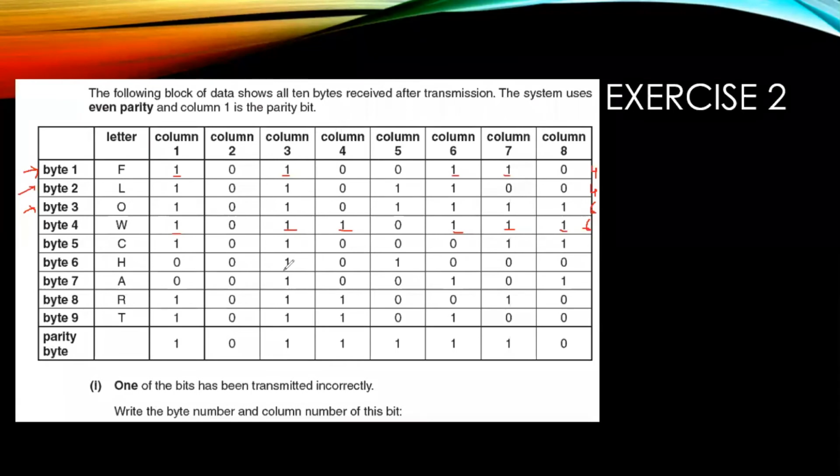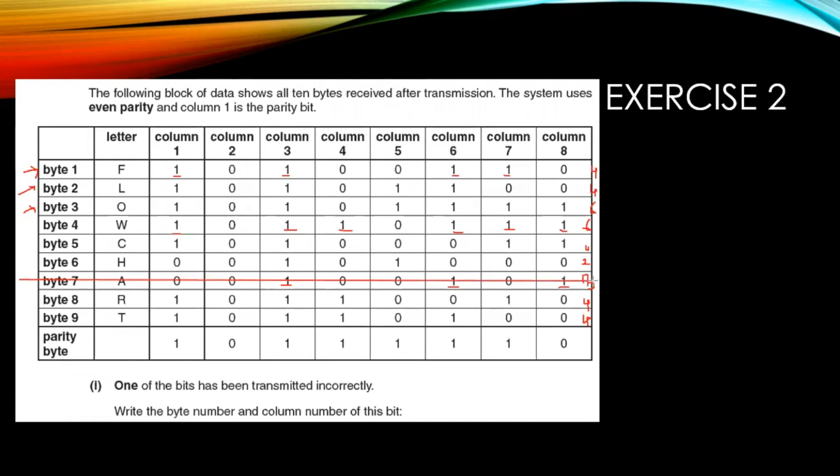I'll give you a few seconds to complete numbers 5, 6, 7, 8, and 9. This is how you're supposed to proceed: you count the number of 1s for each word. So here I have 4, 4, 6, 6, 4, 2, 3. As you can see, it's byte number 7 that has an odd number of 1s. Therefore, I'm going to draw a line on byte number 7, which is this one.